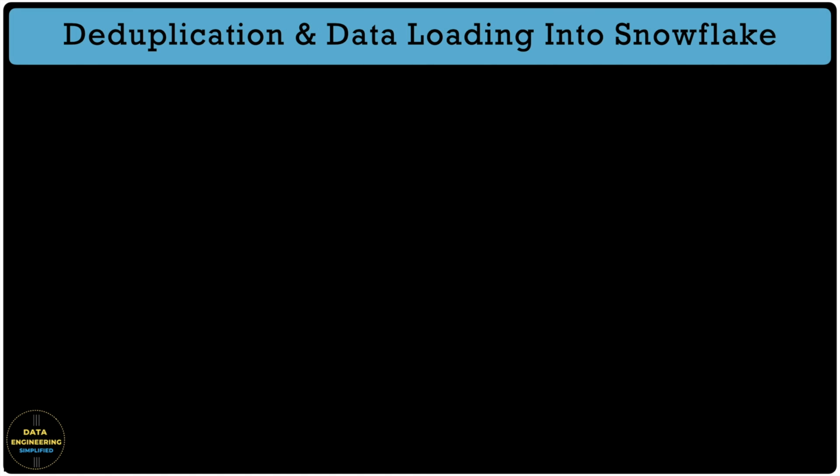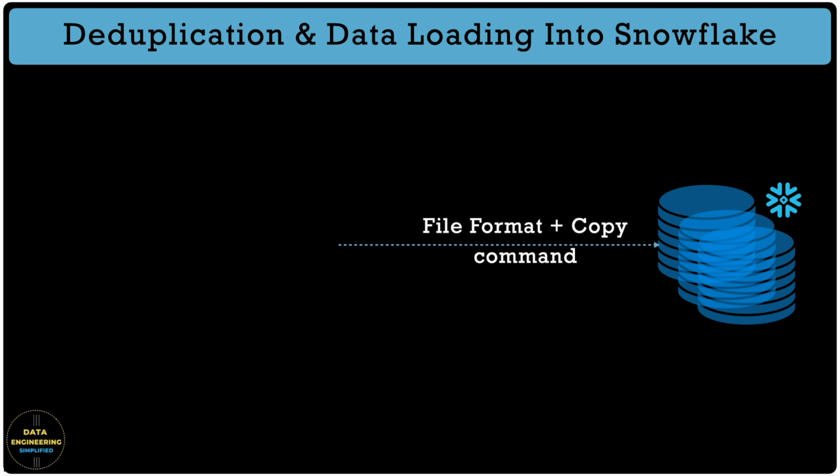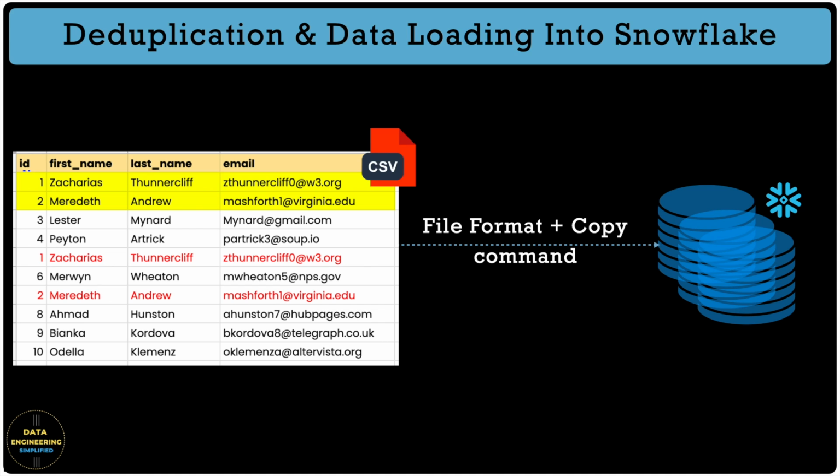When we load a CSV file into Snowflake tables using the copy command from a stage location, and there are duplicate entries in the same data file, neither the file format nor the copy command has any parameter that can prevent the data duplication into the Snowflake table.